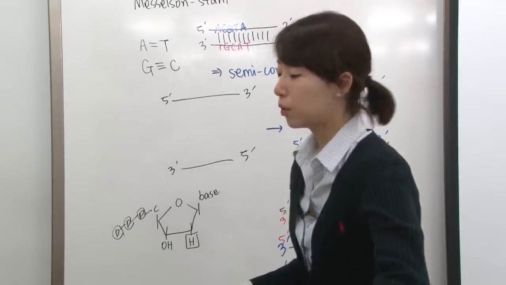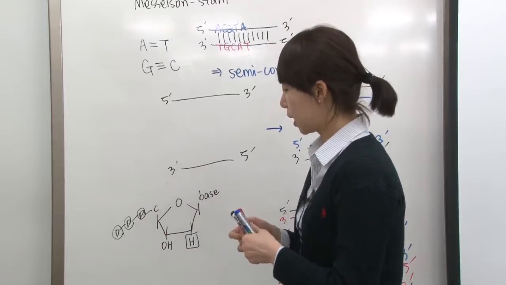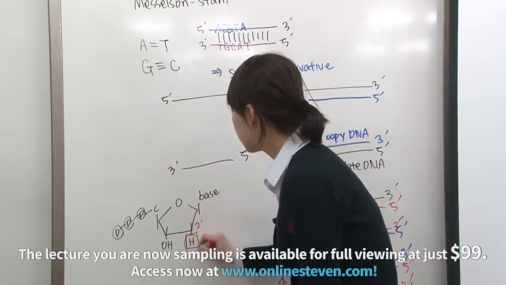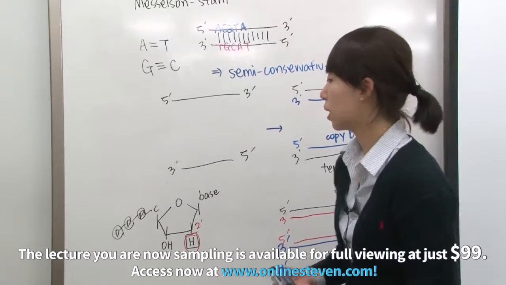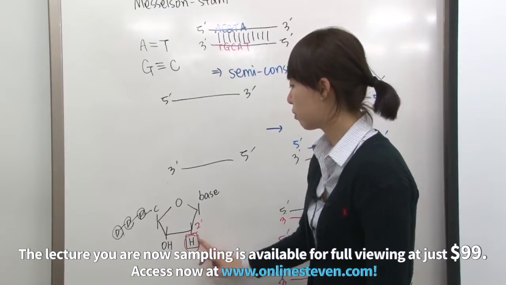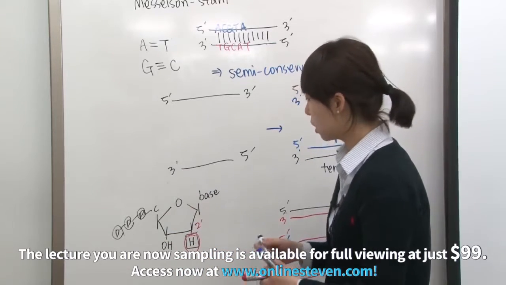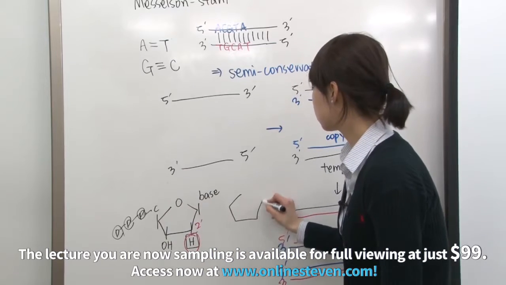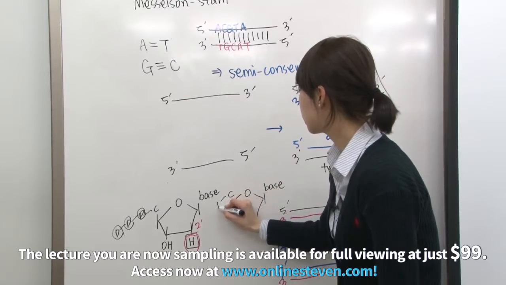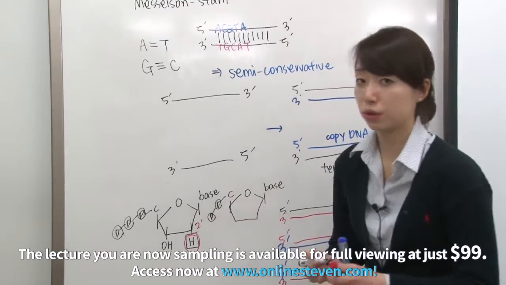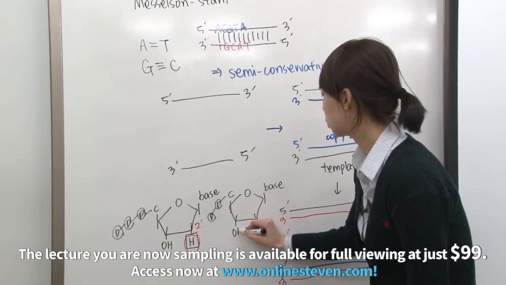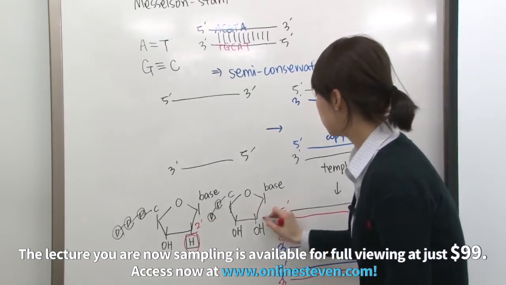When you look at the nucleotide that makes up DNA, the second carbon always has hydrogen instead of OH. This sugar is called deoxyribose because it doesn't have oxygen at the second carbon. If you compare this with the nucleotide for RNA, RNA has the same structure, but at the second carbon it has OH instead of H. So this is the difference.